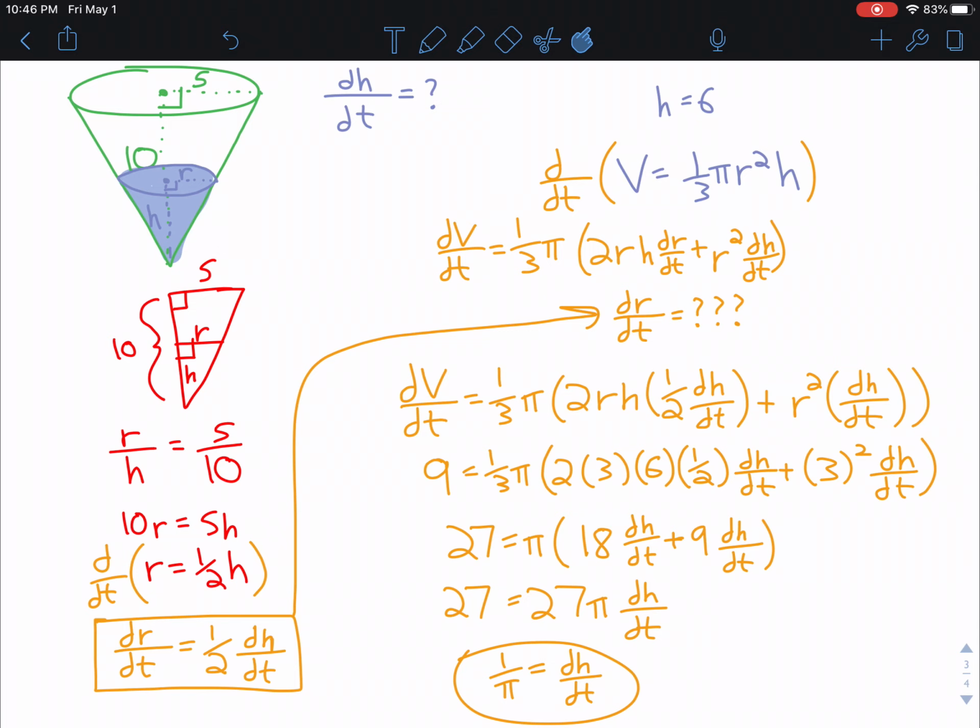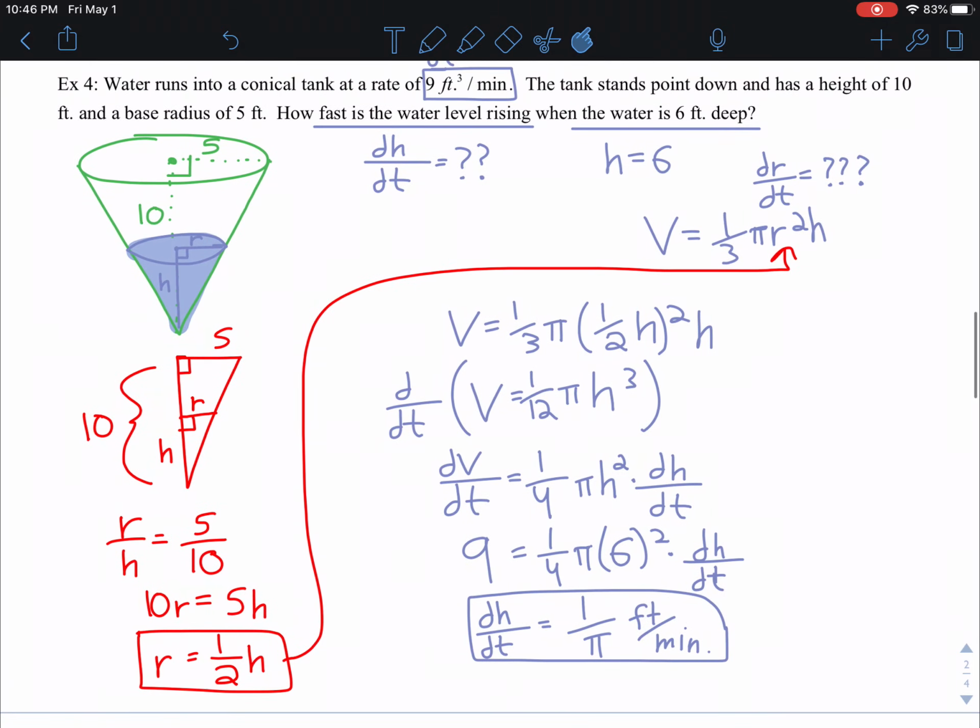So again, the moral of the story is do it this way. It's a lot quicker.